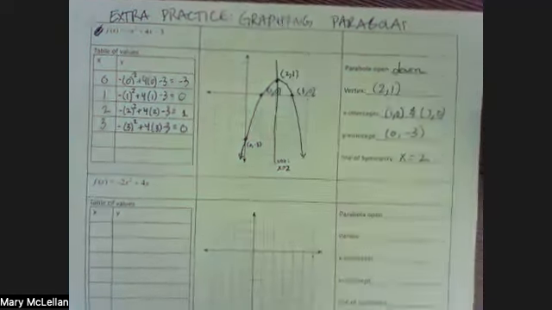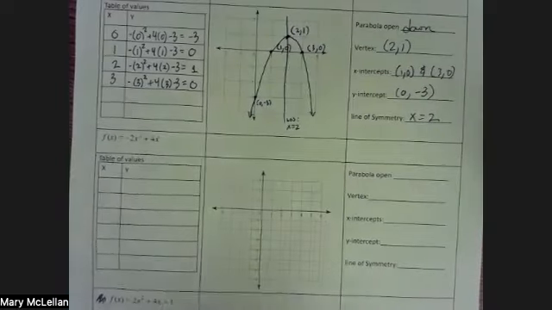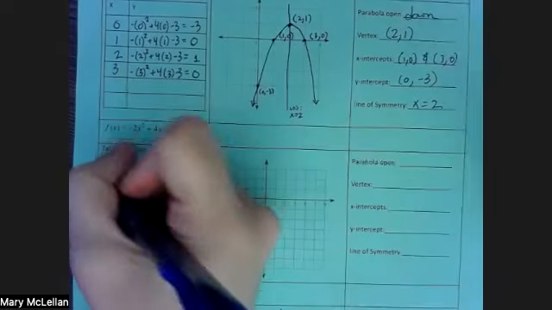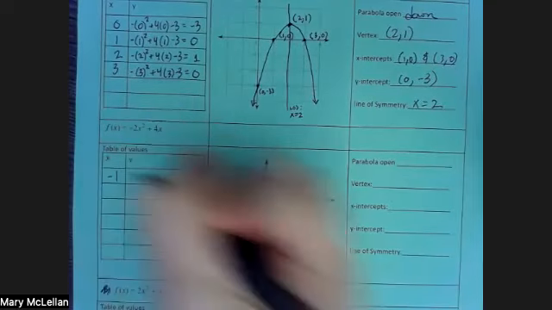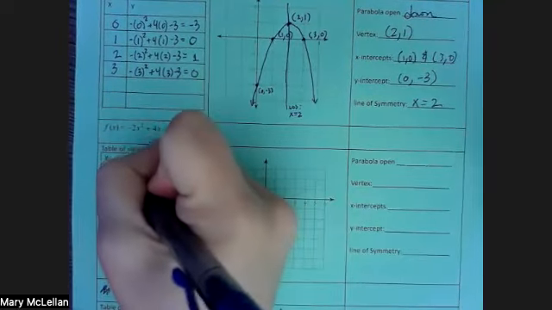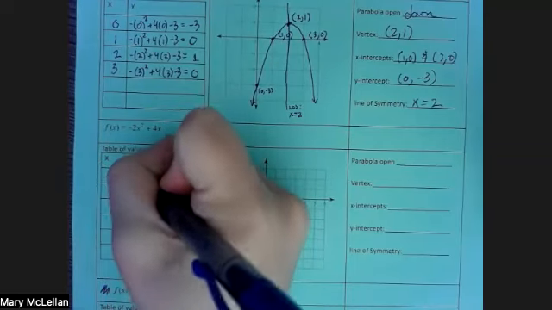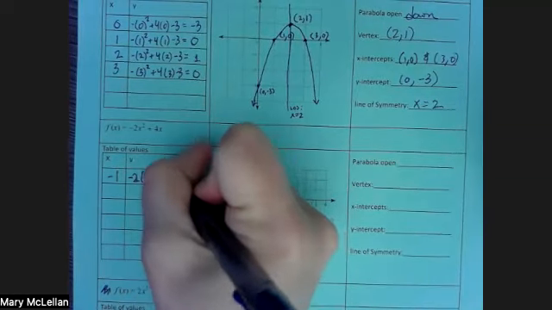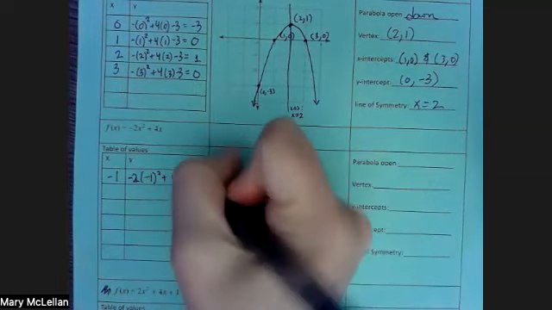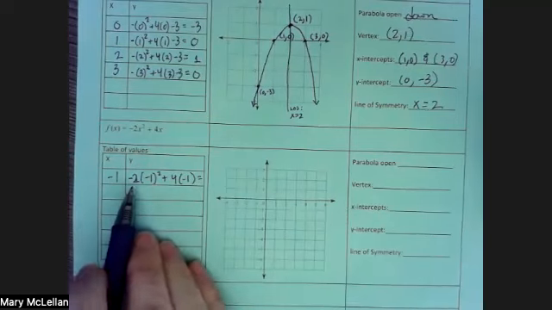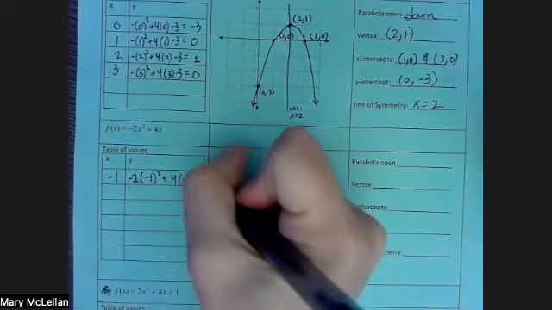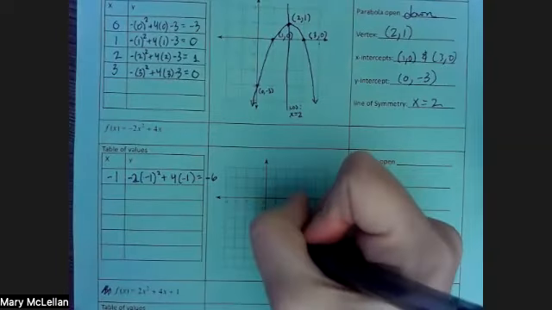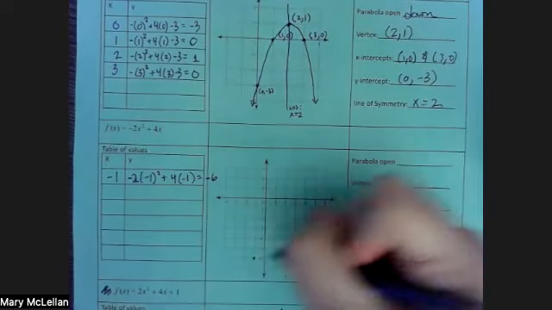Okay, next. F of x is negative 2x squared plus 4x. I'll start my table of values at negative 1. Okay, so that's negative 1 times, negative 2 times negative 1 squared plus 4 times negative 1. And if I enter exactly this, be careful with your negatives, into my calculator, I get back negative 6. So the point negative 1, negative 6 is on my graph.